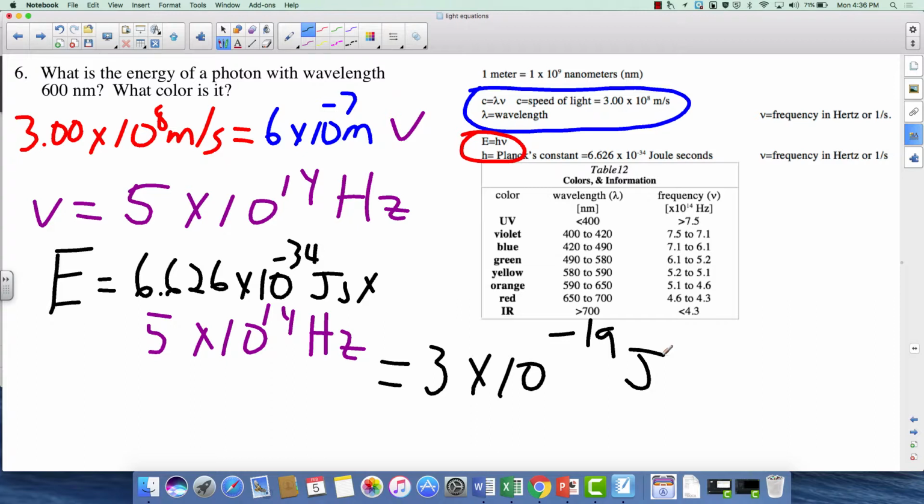It does want to know what color it is, so you can either look it up for the wavelength of 600 nanometers or the frequency of 5 times 10 to the 14th hertz. I'm going to use the nanometers this time, and 600 nanometers is going to fall within this range right here, giving us, once again, orange.